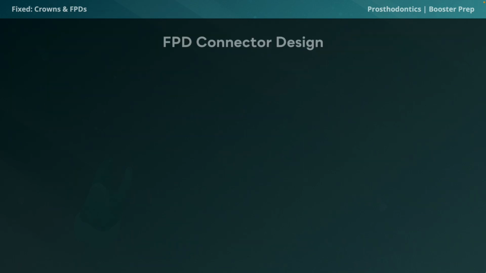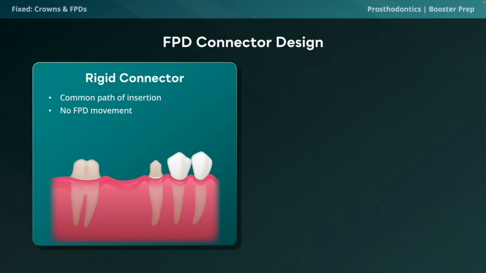Alright guys, the last component of a bridge that we'll discuss is the connector, which, as the name implies, connects the retainers to the Pontics. There are two connector designs to pick from depending on the abutment teeth. The first is the rigid connector, which just means that the entire FPD is one solid piece or rigid. This connector design is used when we have a common path of insertion, and to be honest, this is how 99% of FPDs are fabricated.